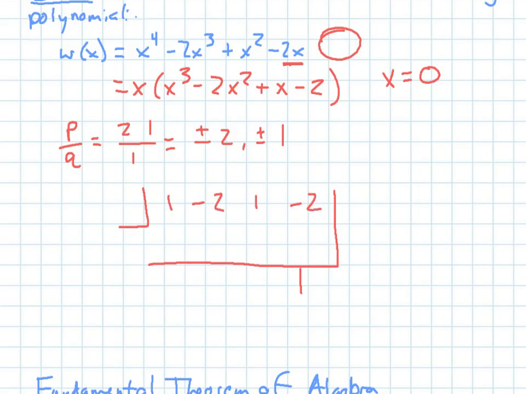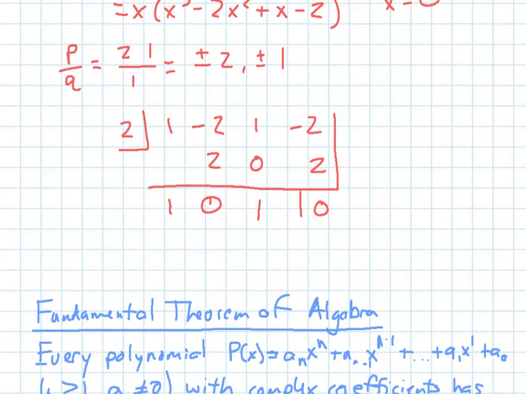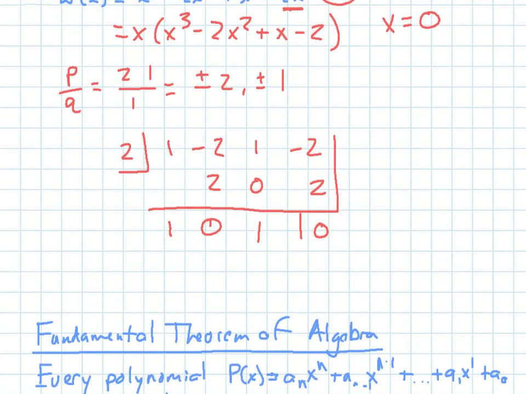Okay, so here let's say I pick 2. Then add down gets me 1, multiply gets me 2, add down gets me 0, multiply gets me 0, add down is 1, multiply is 2, add down is 0. So here I have a solution of 2 as well as 0, and I'm left with x squared plus 1.